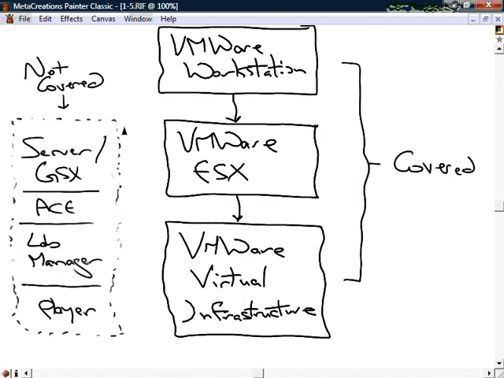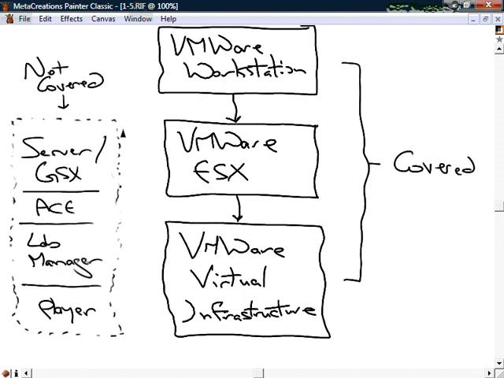Some of the things that aren't going to be covered in this Nugget series involve GSX or Server. There is a free version of VMware ESX called VMware Server that runs on top of an existing operating system, whether that be Windows or Linux. We're not going to cover that, but the terminology and concepts you'll learn here will flow directly into Server.